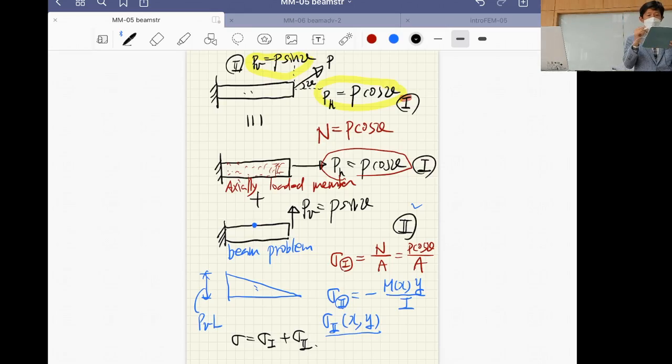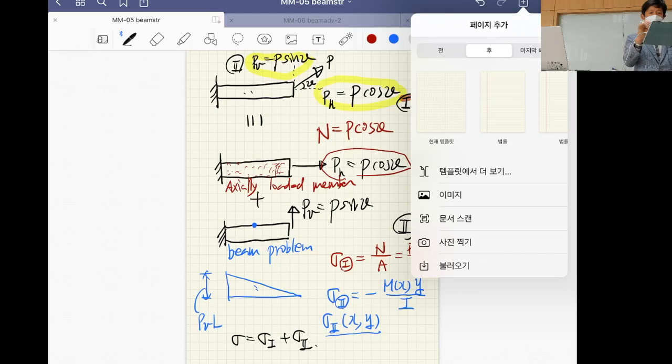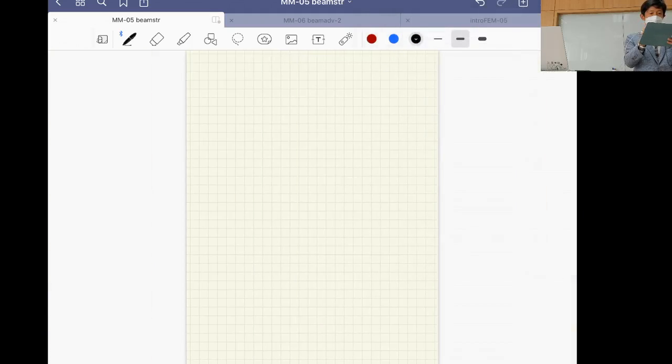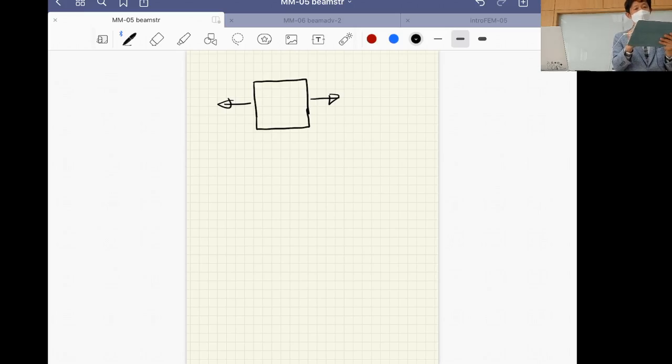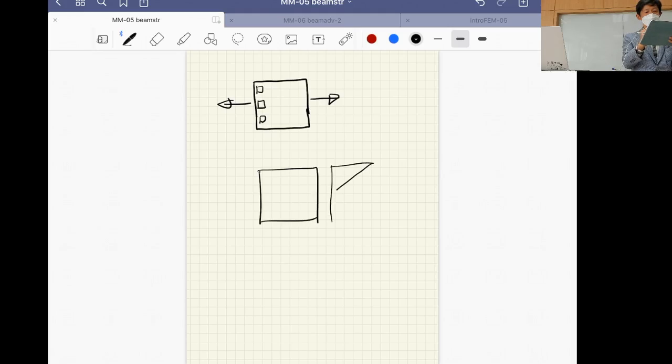Okay. And then here let's look at the features a little bit more. In the case of the stress from system 1, it is what? Constant, constant. It doesn't matter at any point, okay? It is the same here, and also here and here. But the stress from system 2 depends on the coordinate, isn't it? It looks like this. Compression and tension.